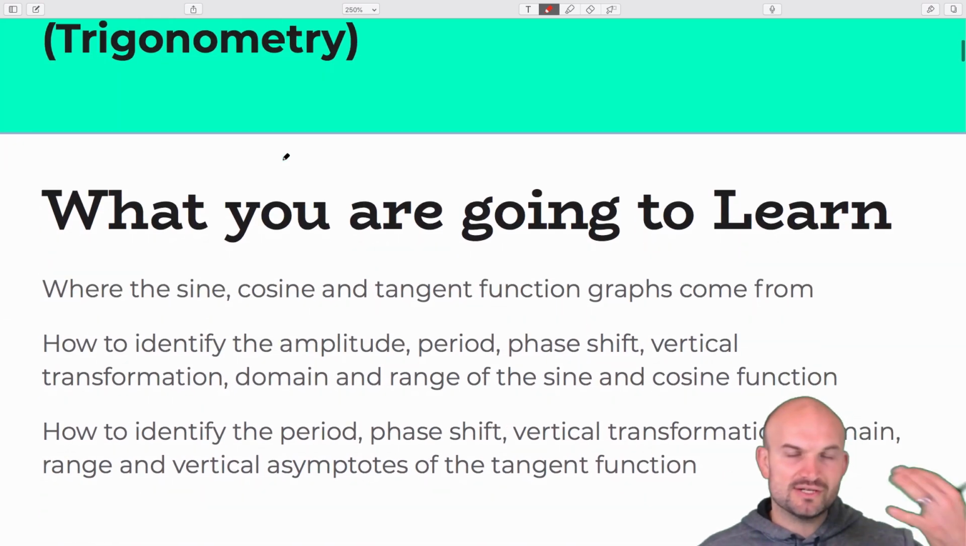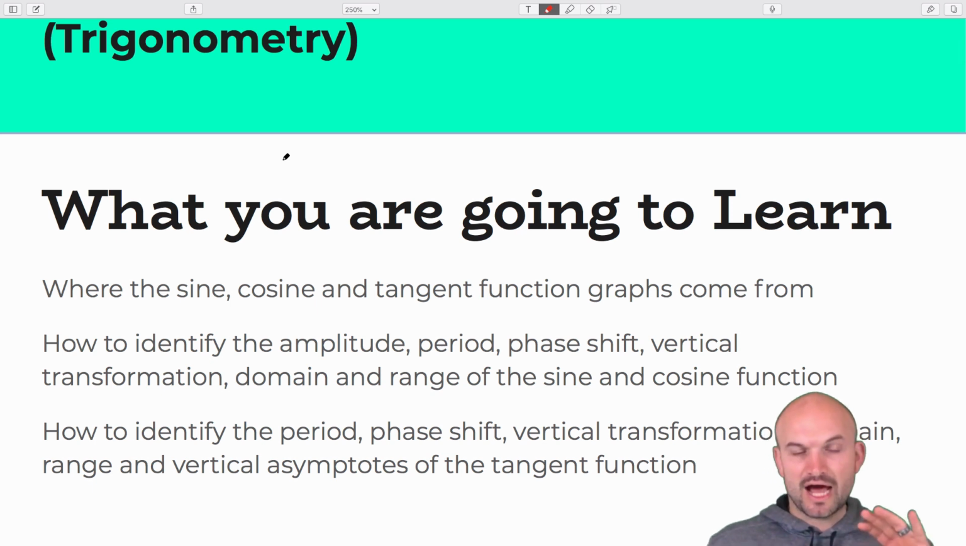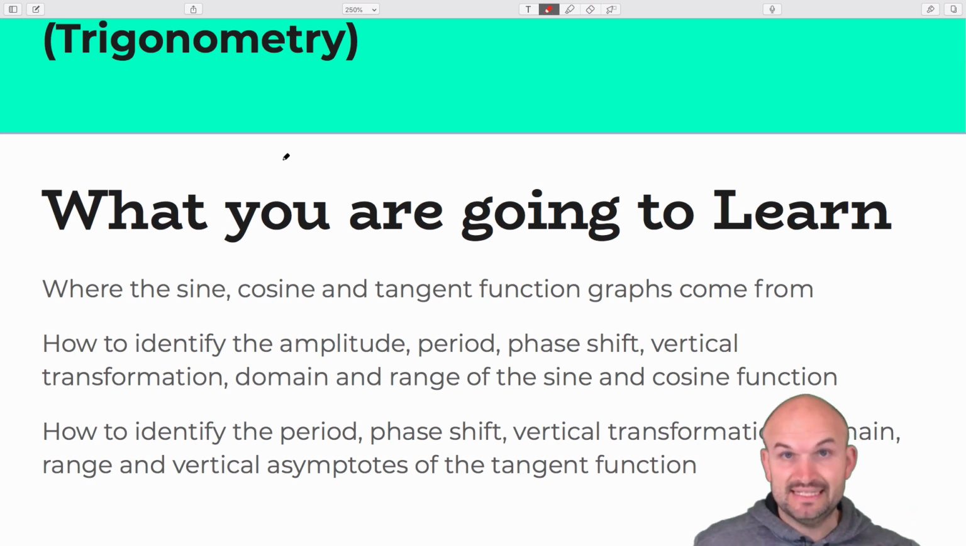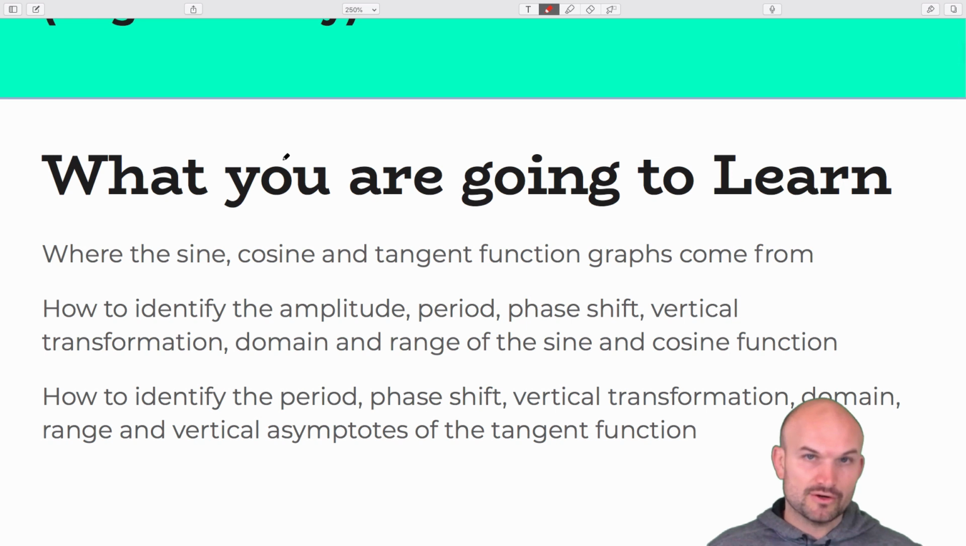So part of the parts that we're going to figure out is we're going to identify what the graphs look like, so we can see these kind of parent graphs for sine, cosine, and tangent, and then we're going to learn how to basically identify the parts. So for sine and cosine, that's going to be amplitude, period, phase shift, vertical transformation, domain, and range. And then for tangent, it's basically just going to be the exact same, but we're going to add in the vertical asymptotes, as well as there is no amplitude for that. So we'll get to that once we get to the vocabulary part of the lesson.